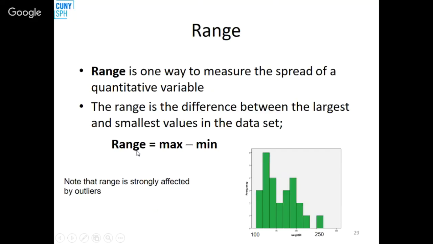Speaking of max and min, the range is the difference between the maximum and the minimum values, and it is another measure of the spread. So we now have the interquartile range, and we have the range. Is range a resistant measure, that is, is it resistant to outliers? No, it's in fact a very sensitive measure.